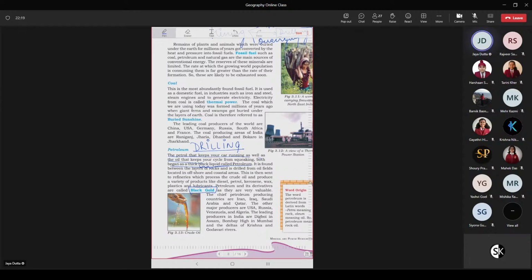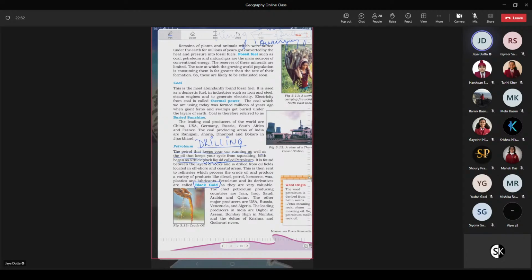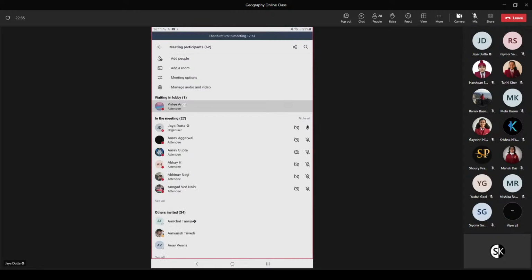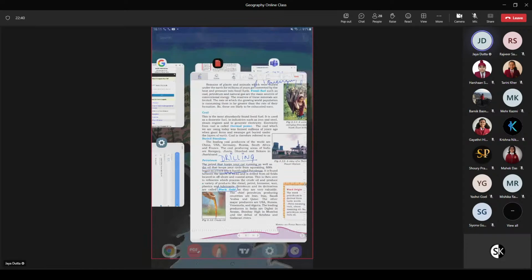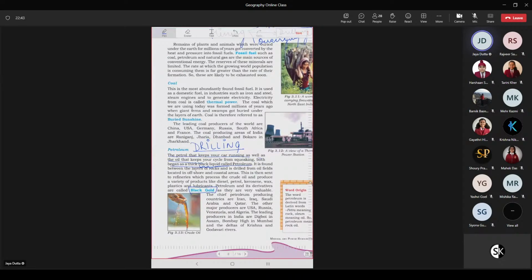Shall I move on? Okay. Now see, it is found between the layers of rocks. As I told you, it is found in sedimentary rocks, where sediment deposits layer upon layer. And it's drilled from the oil fields located in offshore and coastal areas. Now, what do we understand by offshore? Offshore means those areas which are not close to the shoreline. So it is taken from the coastal areas and the offshore areas.